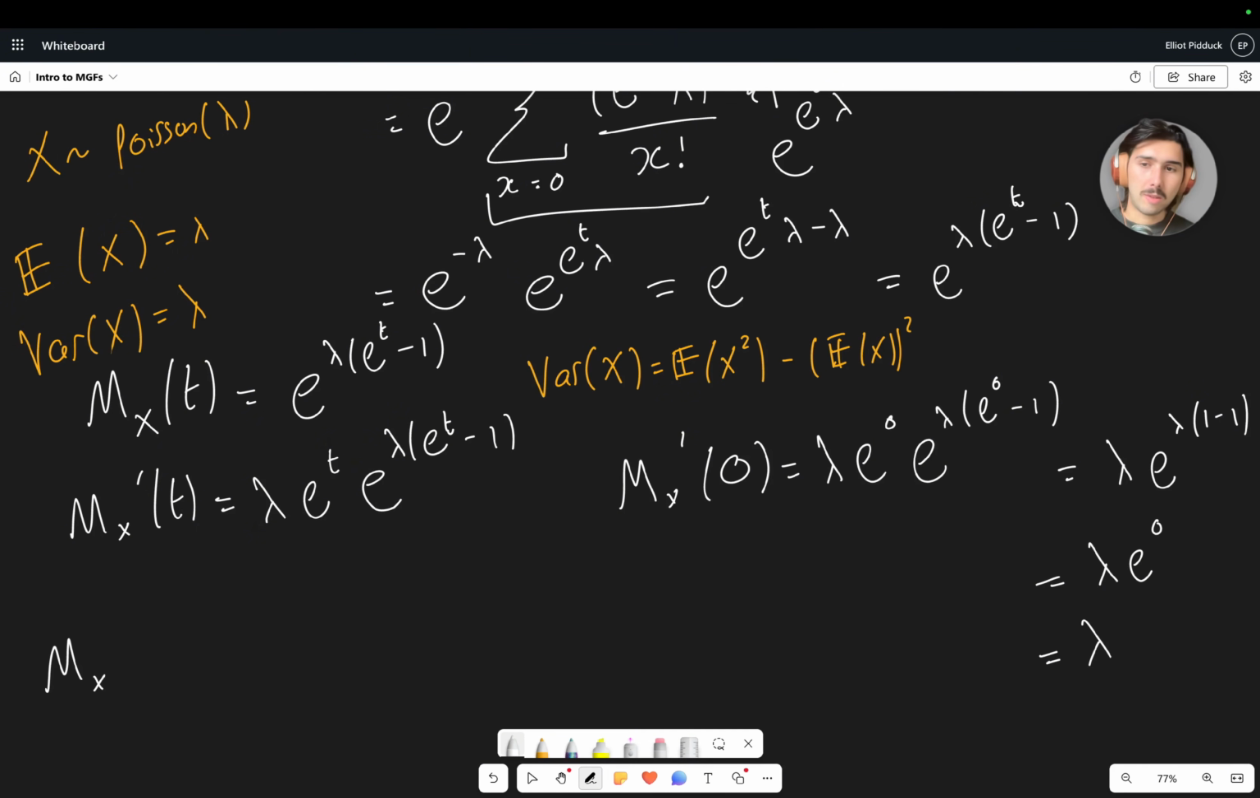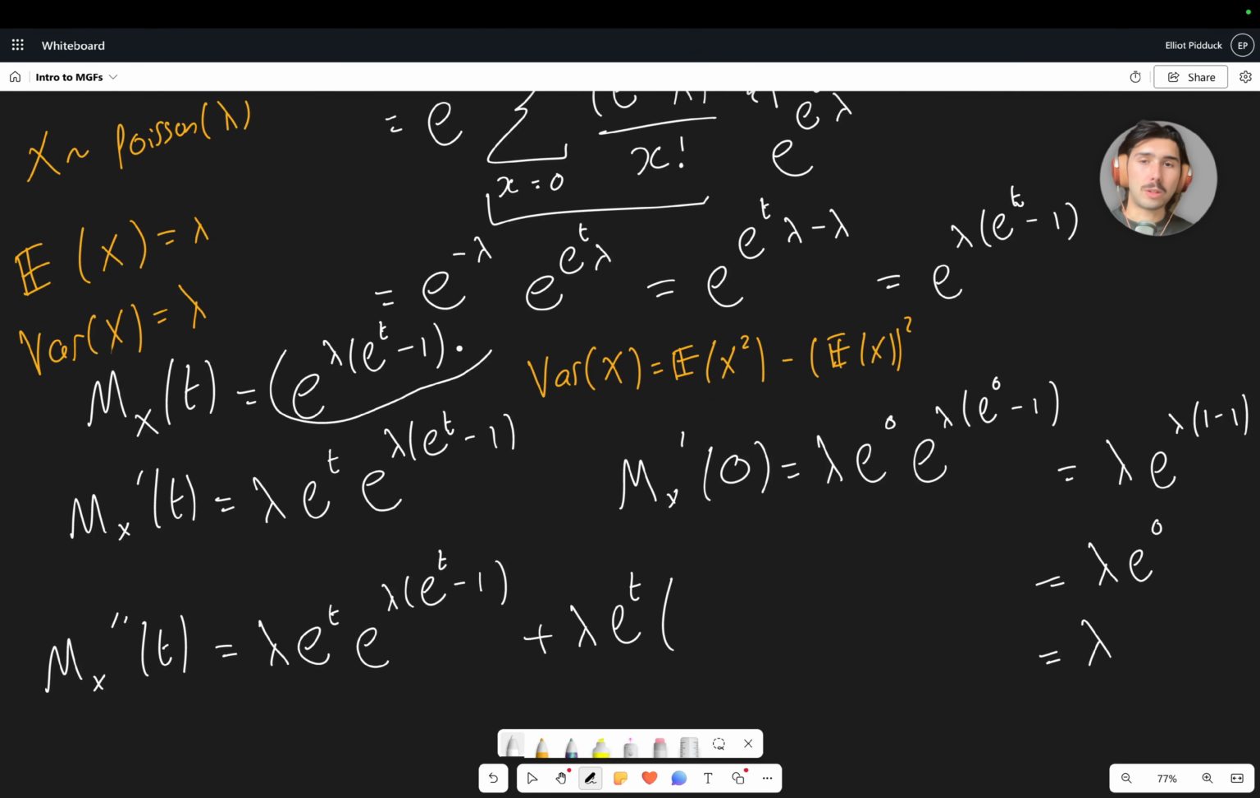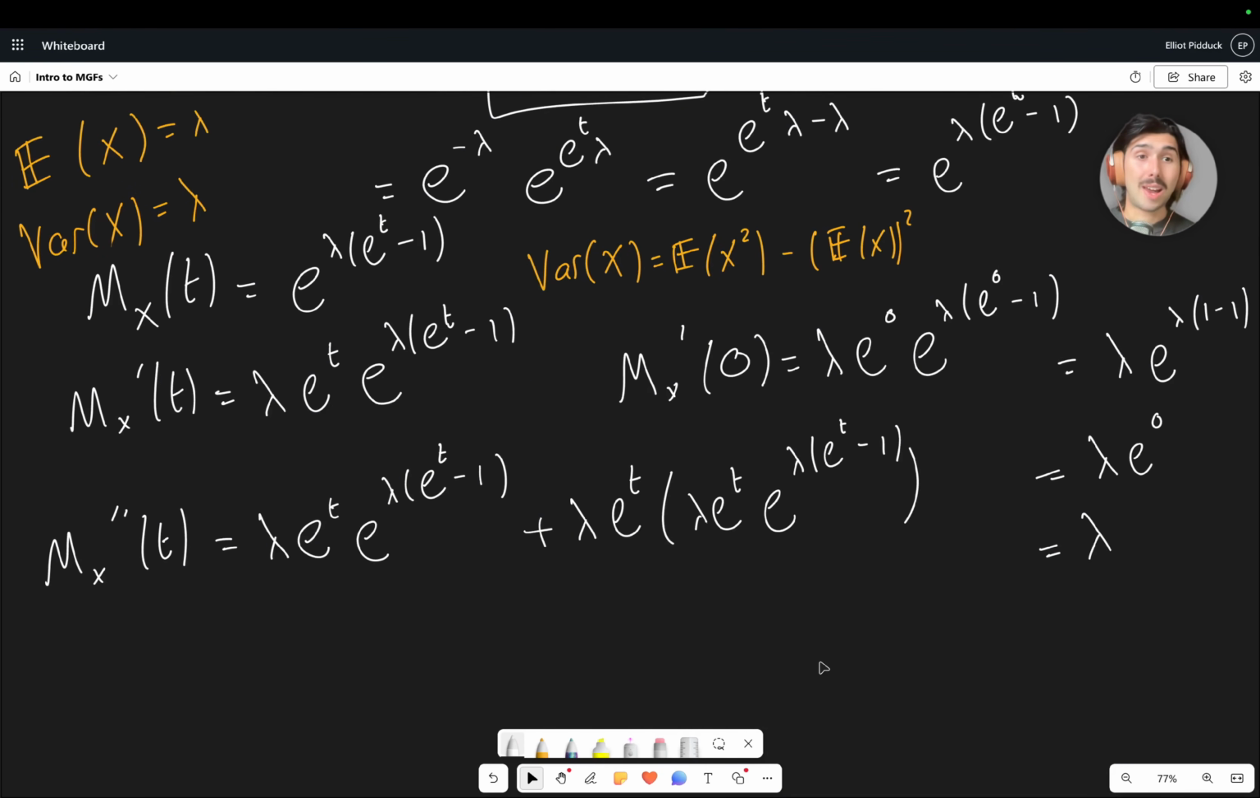So let's do it. Second derivative. Okay, now we're going to need to use the product rule here because there's two functions multiplied together. So this is going to be lambda times, I'm differentiating e to the t now, that's just e to the t again, times e to the lambda times e to the t minus 1. And then I'm going to add, and I'm going to differentiate e to the lambda e to the t minus 1. Okay, mouthful. But I've got lambda e to the t, and then differentiating this, we already know what this function differentiates to. It actually just differentiates to lambda e to the t e to the lambda e to the t minus 1. Okay, again, absolute mouthful, but that is the second derivative.